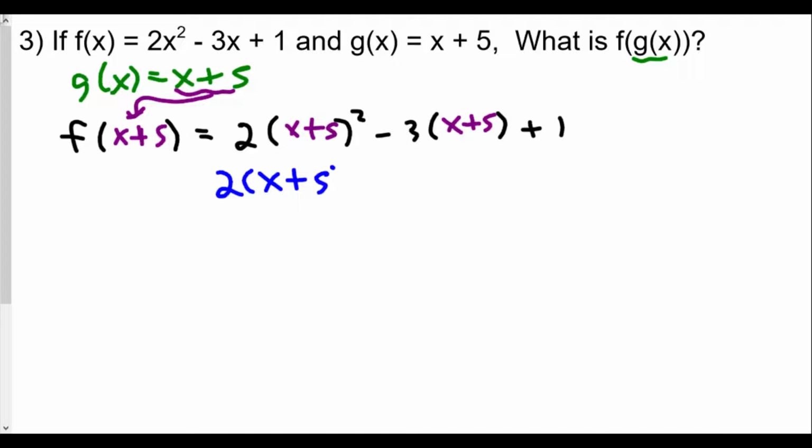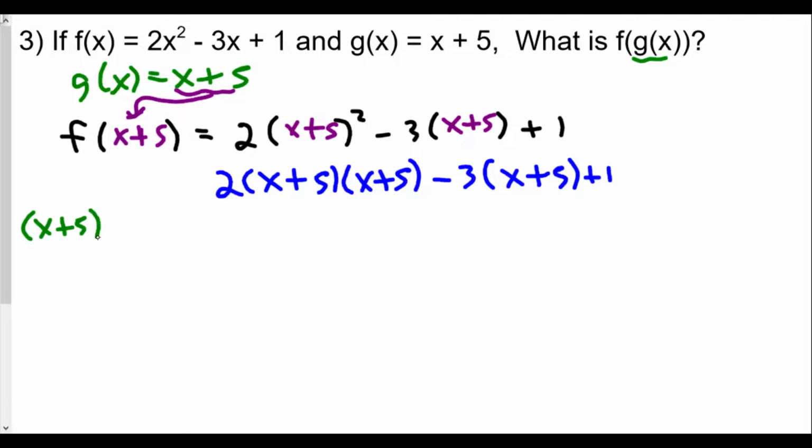squared. Now, x plus 5 squared is x plus 5 times x plus 5. Another mistake students make is that they just square each term. It's not the case here. So then minus 3 times x plus 5, plus 1. On the side, we're going to multiply x plus 5 times x plus 5. Please remember that you're using the distributive property.